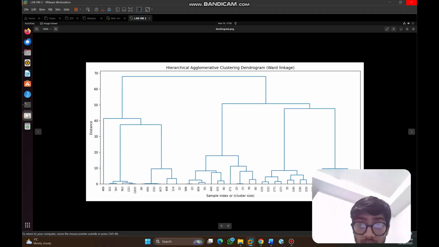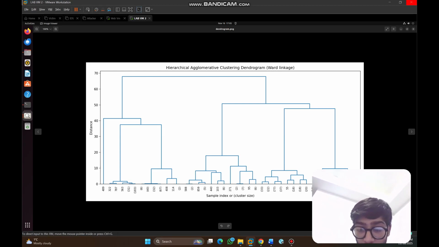And the final graph is the dendrogram using Ward linkage. What exactly is the dendrogram doing? The dendrogram shows the clusters merging at different distances. As you can see over here, cutting the tree at different heights corresponds to different numbers of clusters. The middle section suggests around 4 to 6 natural clusters, matching the k-means clustering. So this is what I got from the dendrogram.